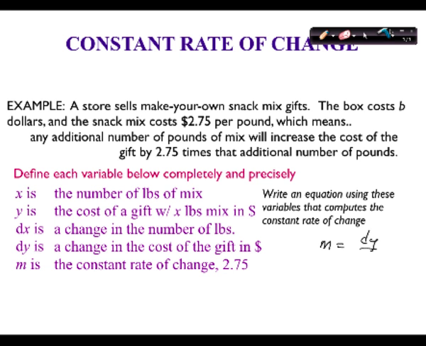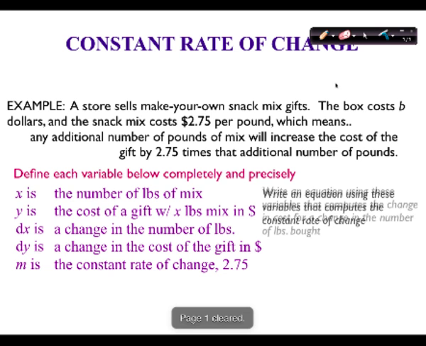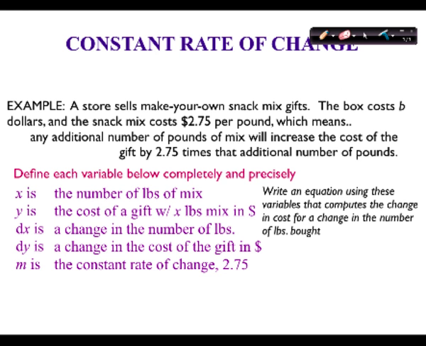Okay, what about? Write an equation using these variables that computes the change in cost for a change in the number of pounds bought. Beat this to death. What's this? What computes the change in cost? dy equals M dx, right? dy equals 2.75 dx. I could have written 2.75. Absolutely, that's right. dx. Okay.